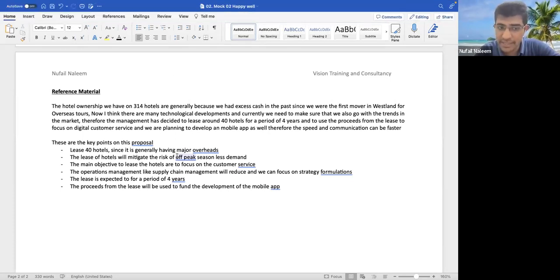The main objective to lease the hotel is to focus on customer service. The operation management, like supply chain, will reduce and we can focus on strategy formulation as well. The lease is expected for a period of 4 years. The proceeds from the lease will be used to fund the development of the mobile app. So they will use the proceeds from the lease to fund the development of what, students? Mobile application. So students, these are the main points that are there in the case study.